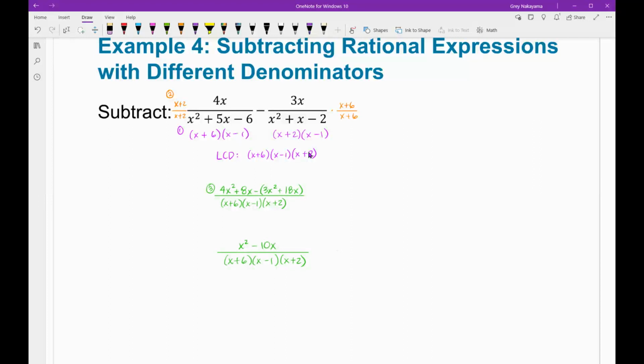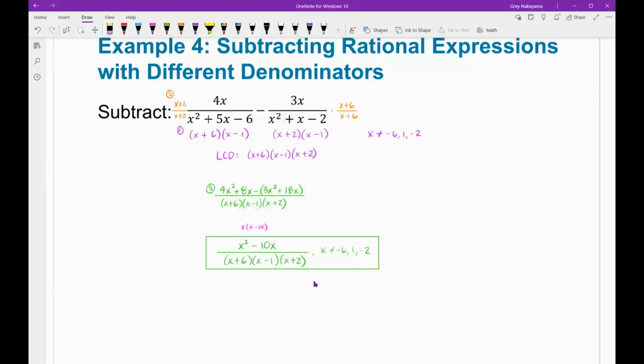Okay? If you look at x squared minus 10x, it does factor. It factors to x times x minus 10. But I don't have either of those factors here, so I can just leave it like that. But I got to remember that x cannot be, oh, I didn't do it up here, did I? Funny. x cannot be negative 6, 1, or negative 2. So I'm going to have the same thing down here.